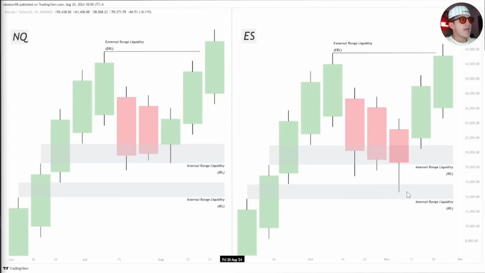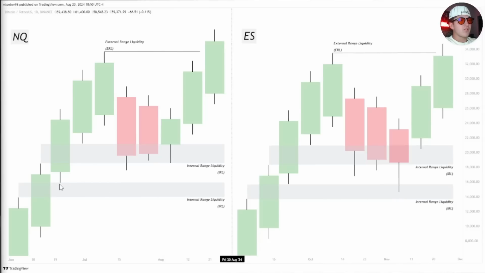That is tagged by the S&P 500 and not tagged by the NASDAQ. So what is that telling me? That's telling me that the NASDAQ is a stronger pair compared to the S&P 500, because you could see this candle low was taken out resting here, and same with this candle low was taken out resting here.